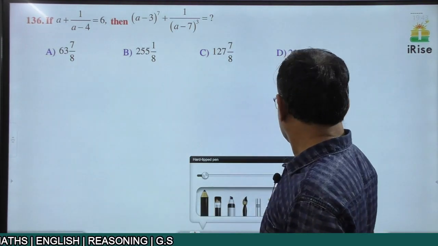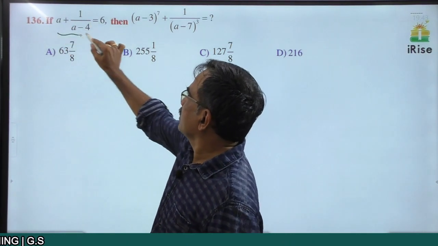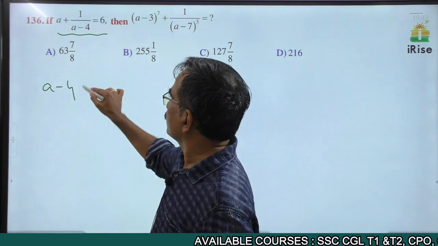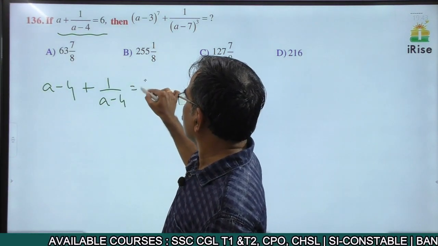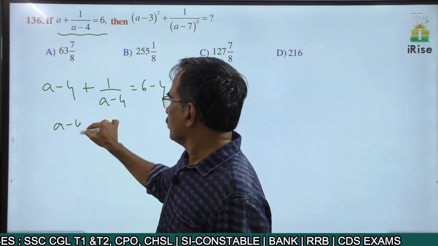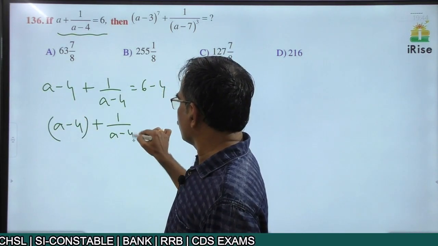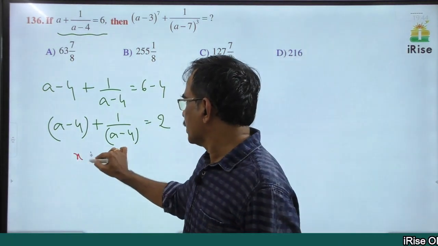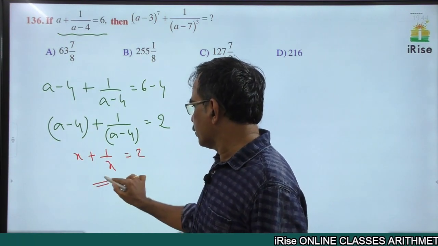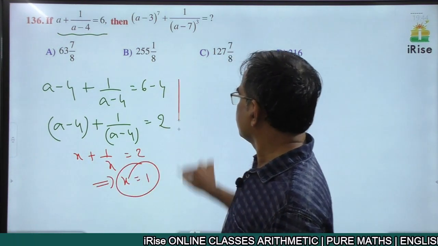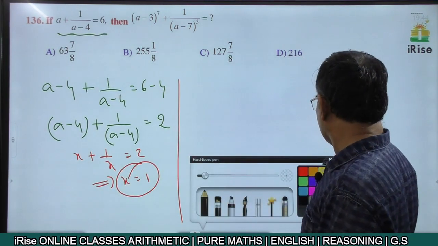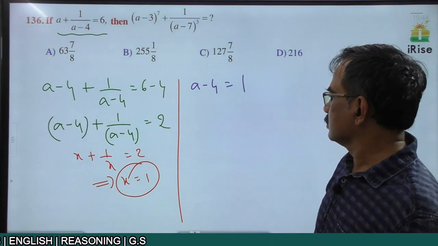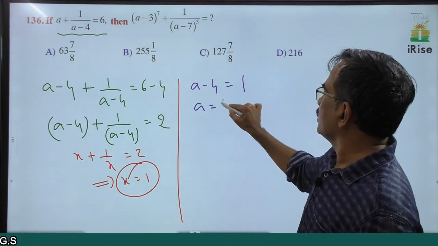If a plus 1 by a minus 4 is equal to 6, I want to write this equation as a minus 4 plus 1 by a minus 4 is equal to 6 minus 4. So a minus 4 plus 1 by a minus 4 is equal to 2, same as the previous question. If x plus 1 by x is equal to 2 implies x is equal to 1. Therefore a minus 4 is equal to 1. If a minus 4 is equal to 1, a is equal to 5.